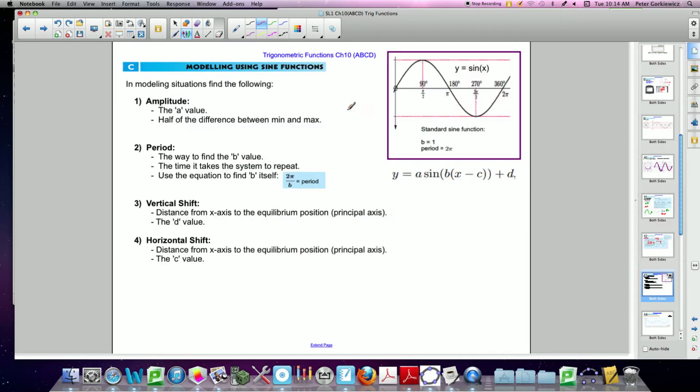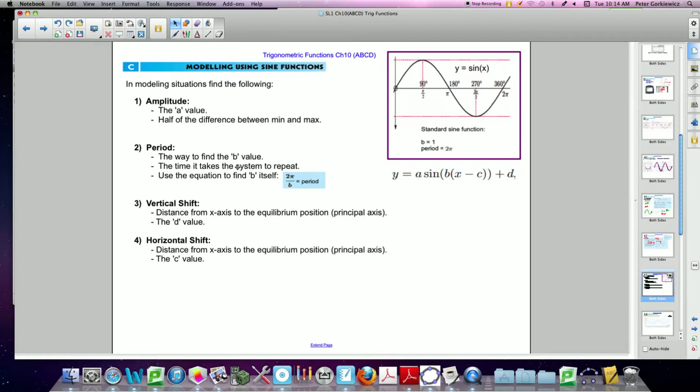Okay, so C is the heart and soul of this whole thing. We like trig functions so we can model things with them. So you have to find four things, right? You got to somehow figure out the amplitude. How high up above equilibrium does this go and how far down? That's the amplitude. It's A. It's half the difference between maximum and minimum.